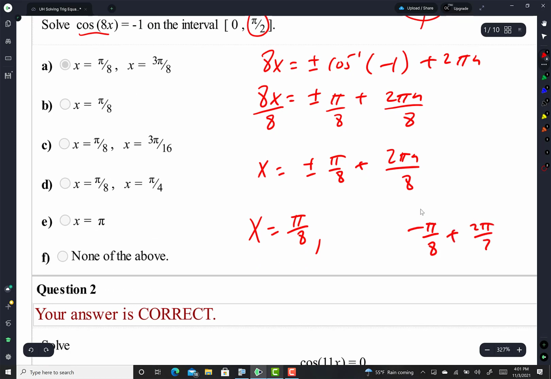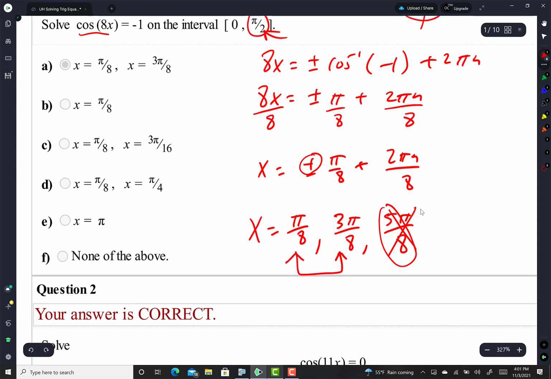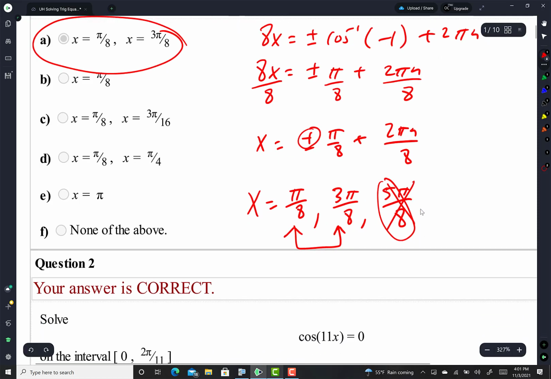I'm a fool. Negative pi over 8 plus 2 pi over 8 gives you back pi over 8. So it doesn't really matter the -1 there. So just take the positive 1 and then just keep adding. Pi over 8 plus 2 pi over 8, that's 3 pi over 8. And then if I were to do another one, 3 pi over 8 plus another 2 pi over 8, that would be 5 pi over 8. But notice, 5 pi over 8 is more than half a pi. So that one's not in there. So it's just these two. So there it is. Oh yeah, this person got it right. I forgot about that.